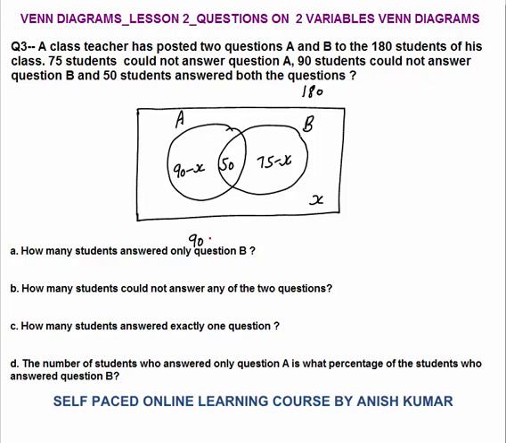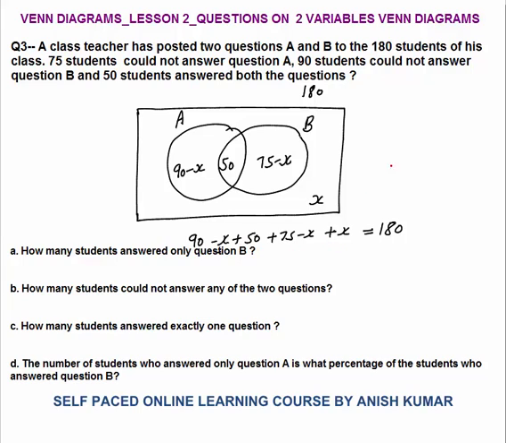So total must be 180. Can I say 90 minus X plus 50 plus 75 minus X plus X? This total must be equal to 180 because the total number of students is 180. If you add this, what will you get?